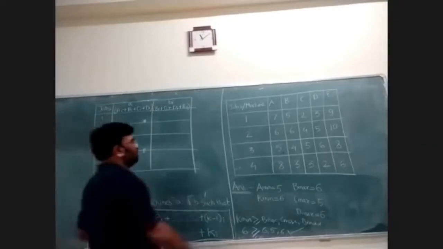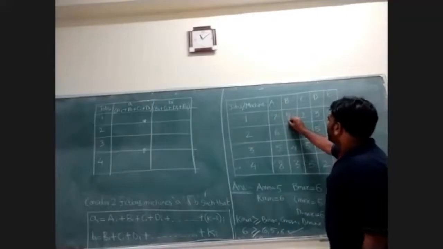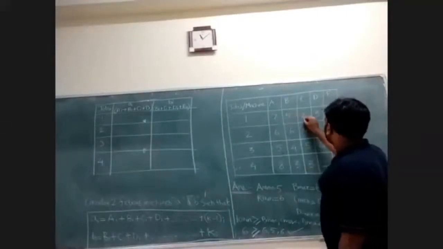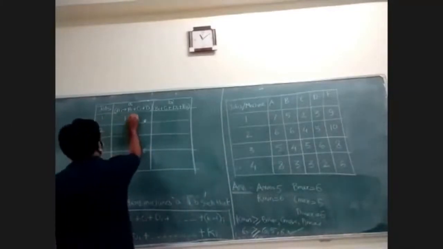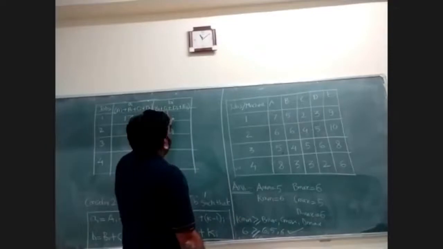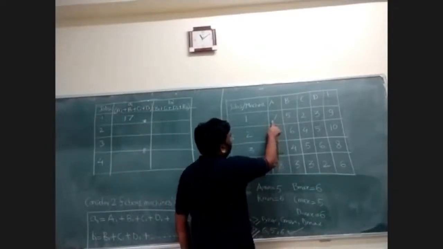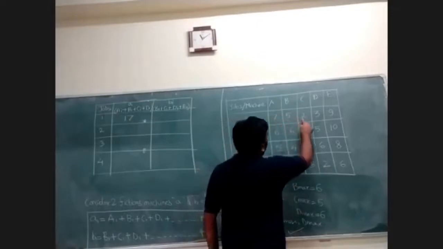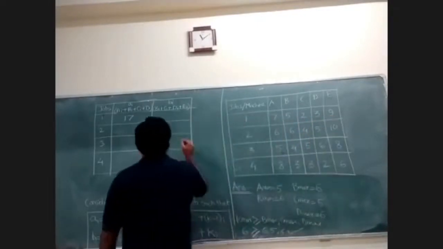So firstly, for our first fictitious machine, the value will be 7 plus 5, that is 12, 12 plus 2 is 14, 14 plus 3 is 17. Next, for the same job but for our second fictitious machine, we will be considering 7. So the addition of 5 plus 2 is 7, 7 plus 3 is 10, 10 plus 9 is 19.